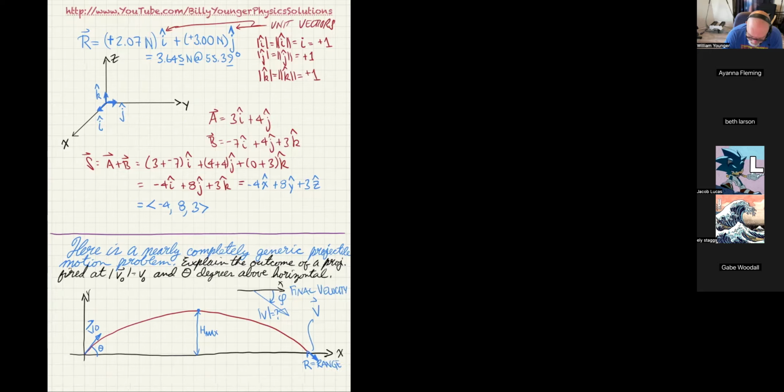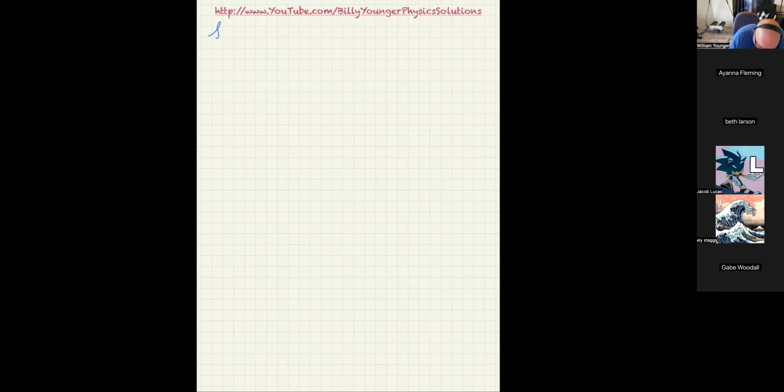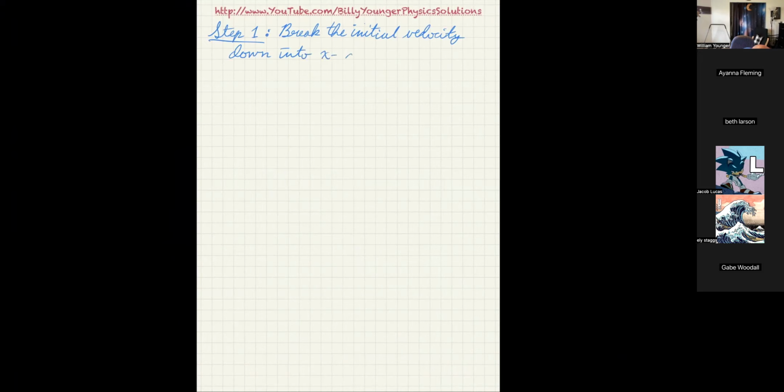So first, I'm going to say step one: break the initial velocity down into x and y components. So here's my explanation of that.